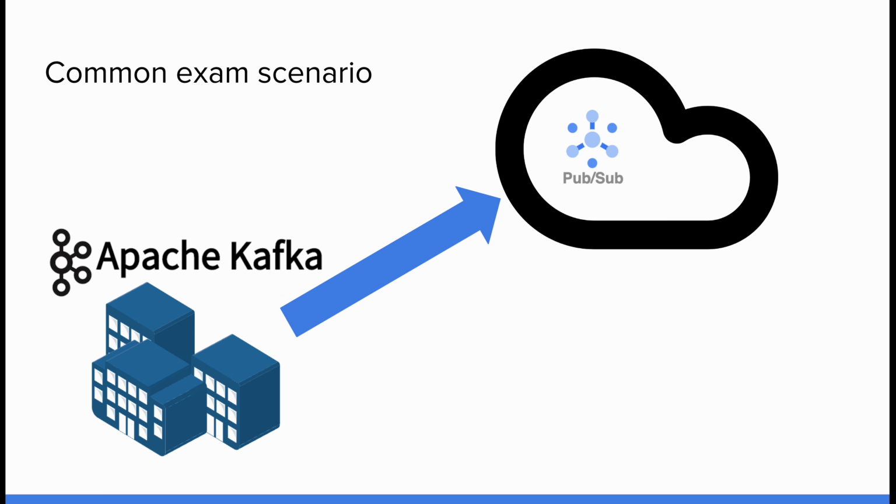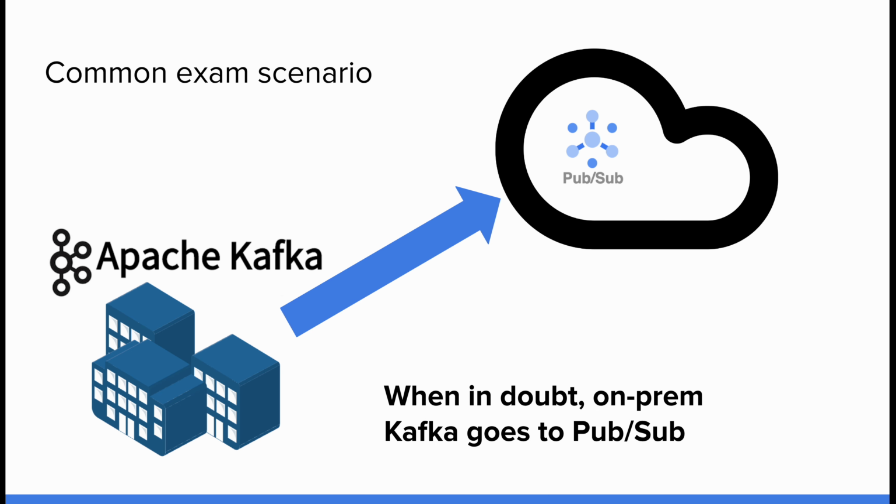So drill this into your brain. When in doubt, on-prem Kafka goes to PubSub, whether for scalability, global reach, or reducing operational overhead. PubSub becomes the cloud-native messaging system, replacing or complementing the on-prem Kafka solution.